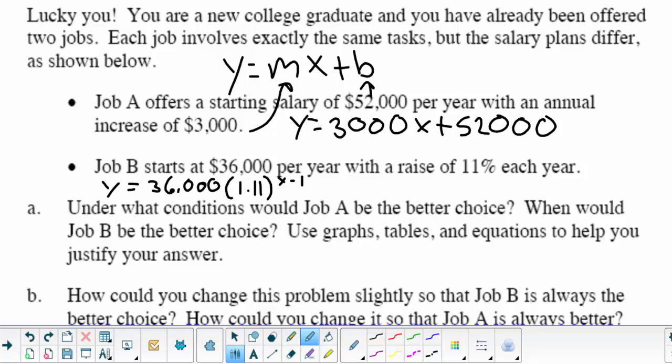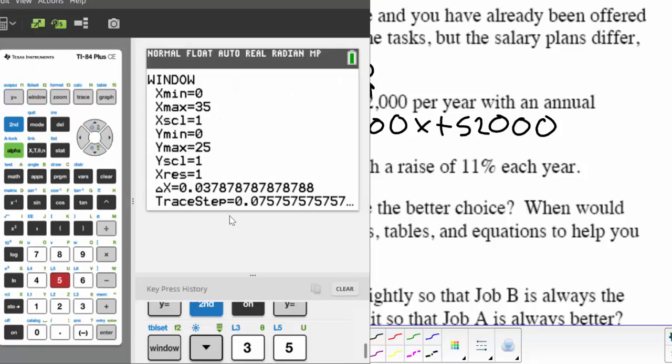So obviously, I think you guys can see job B starts off way less, so I think the easiest way to solve this problem would be to look at it in a calculator. And that's what we are going to do. All right, so the x is representing the number of years you've worked, and the y is representing how much money you make. So notice I set my window up to be 0 to 35. So we'll say we'll probably work about 35 years before we retire. Just trying to get a whole picture here.